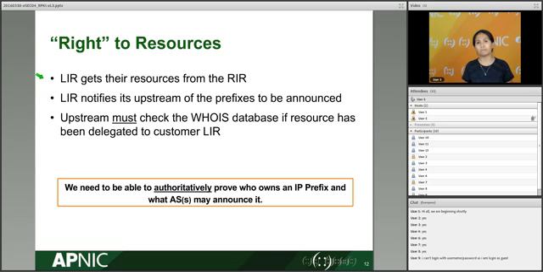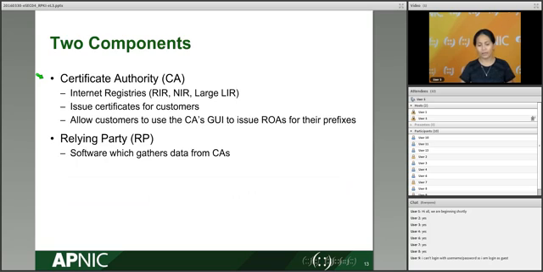We need to be able to authoritatively prove who owns an IP address prefix and what AS numbers or networks may announce that block. So we're just connecting IP address and AS number. Any questions for now? So that's the concept behind it. I hope that's clear, what we're trying to achieve with RPKI.